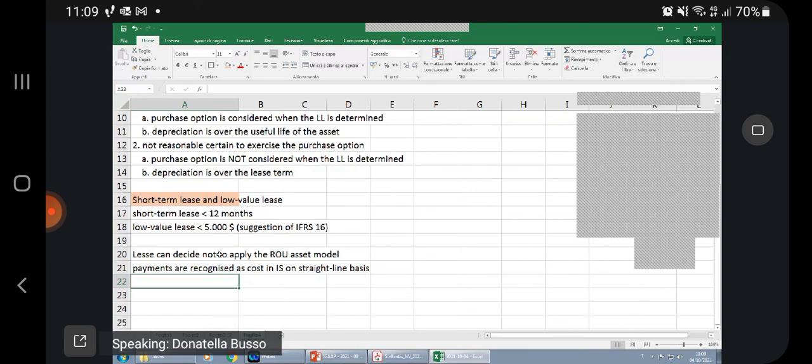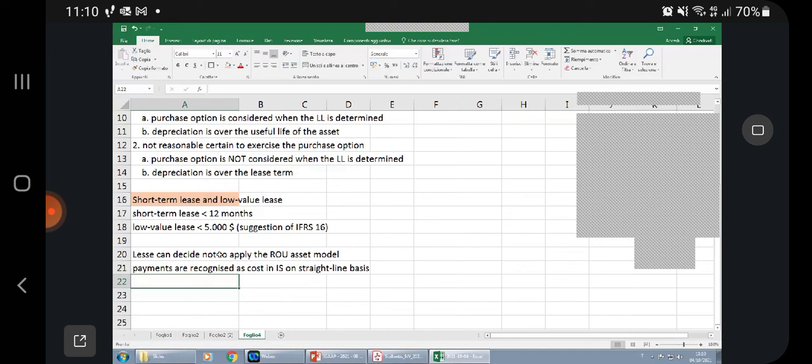Otherwise, imagine how many contracts there are for mobile phones in companies, or also laptops, and so it could be very, very expensive to implement IFRS 16 for all these assets. But at the end, since the amounts are very, very low, the information is not useful because it is not relevant, not significant. Okay.